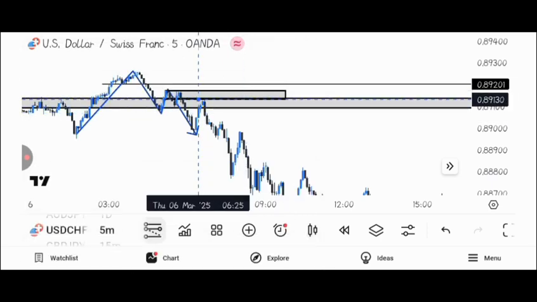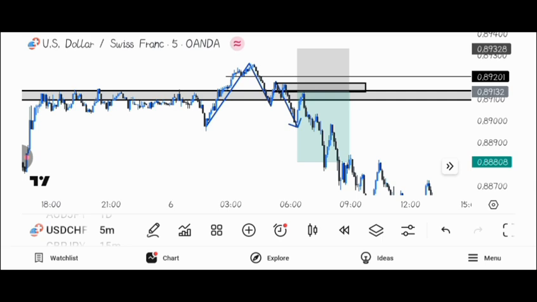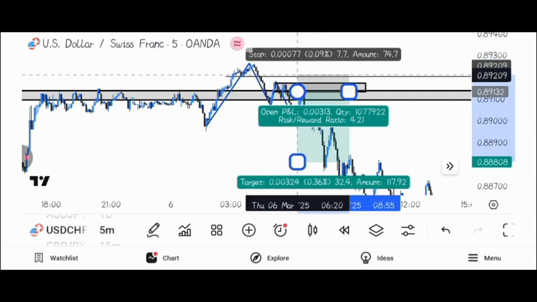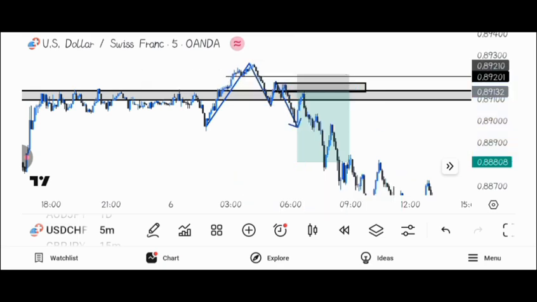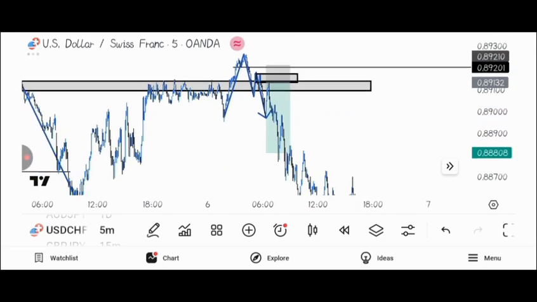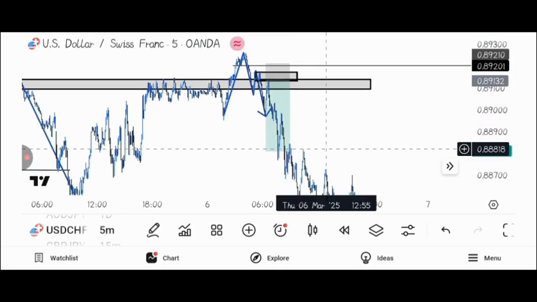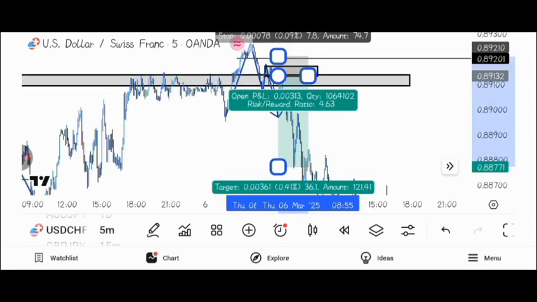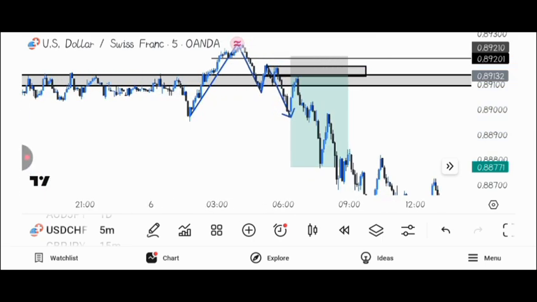Since you are selling in a short position, you just place your entry here. You put your stop loss somewhere above this order block and place your take profit at the last 15-minute low, which is this one over here, which is exactly 1:4, I guess. Yeah, 1:4. That is how I trade.